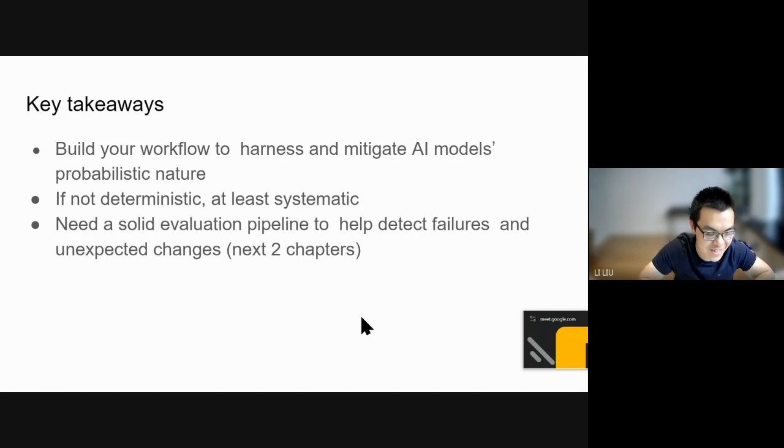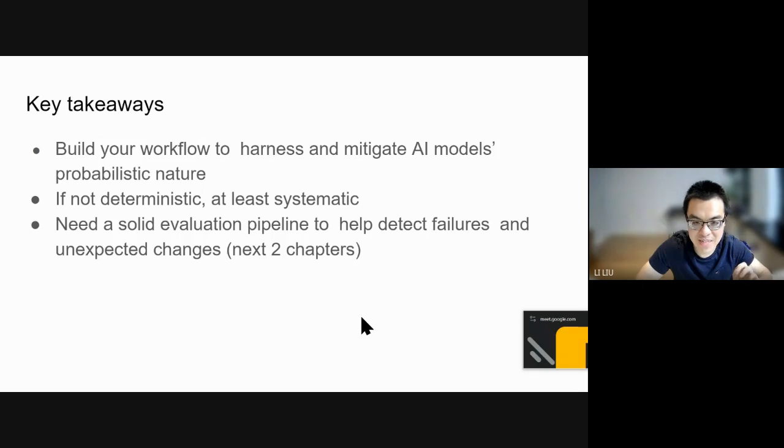So yeah, this is the final slide here. What are the key takeaways from this chapter, and the needed information you need to know before we read the following chapters? I think the most important thing is that we really want to build systems and workflows to harness and mitigate AI models' probabilistic nature.